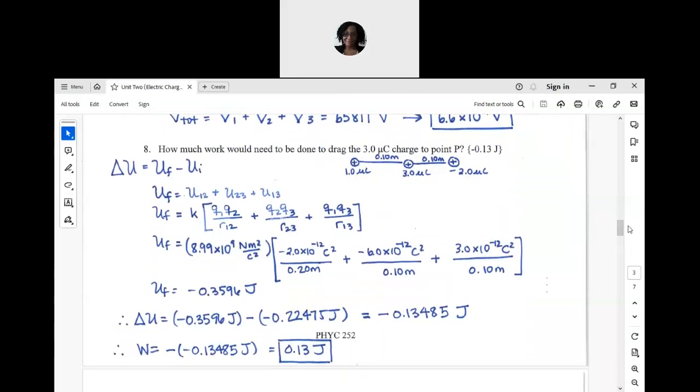So for 8, the amount of work that would need to be done to move the 3 microcoulomb point charge to point P, so for them to be in a line instead of an equilateral triangle, all I would need to do is determine the potential energy of the original orientation of the original system of point charges, which we already know, and I can compare that to the electric potential energy of the new arrangement of charges, where the 3.0 microcoulomb charge is right in between the positive 1 and the negative 2.